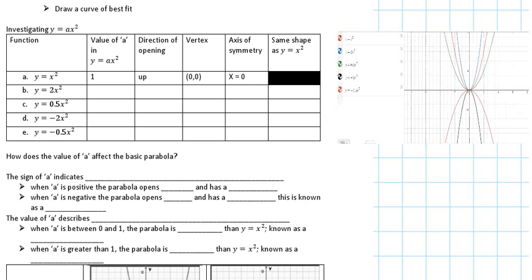So what's the value of A here? 2. Which way does it open? Which way did the graph open? Up. What was your vertex? The axis of symmetry? X equals 0. And then what happened to the graph? It was narrower, right? What did we say to make it narrower? What do we have to do? Vertical stretch.